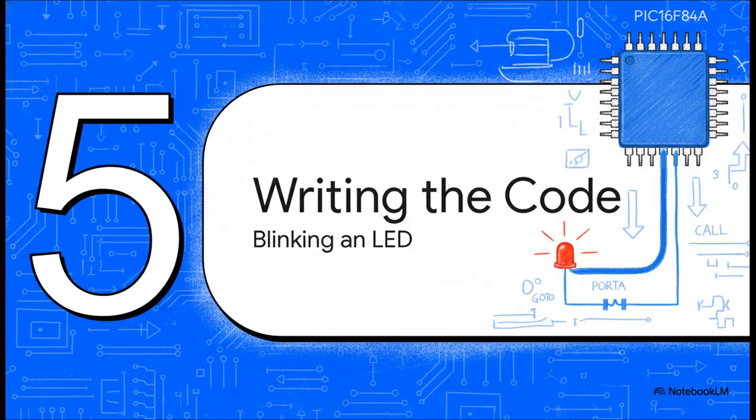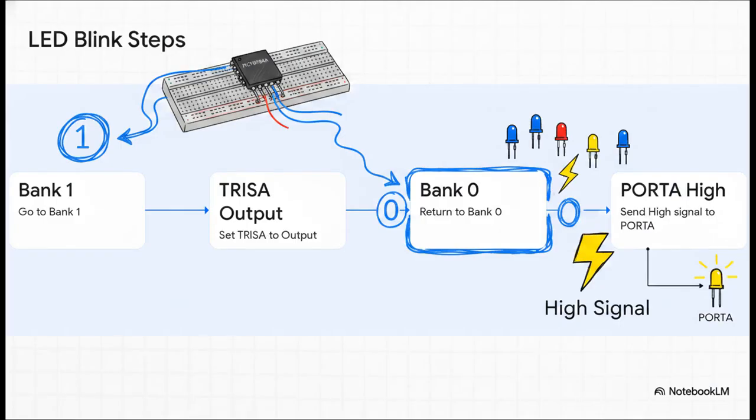Let's put this into practice with Section 5, writing the code, specifically an LED blink. Let's build up our practical knowledge by writing some real assembly code to blink a physical LED connected to the chip's PORTA pins. Before we can light it up, though, we have to configure the hardware by following these exact logical steps. We use a register called TRISA to decide if a pin is an input or an output.